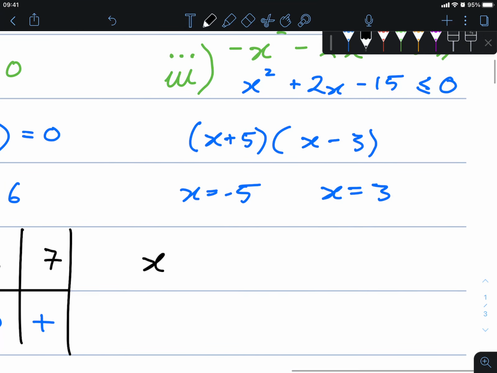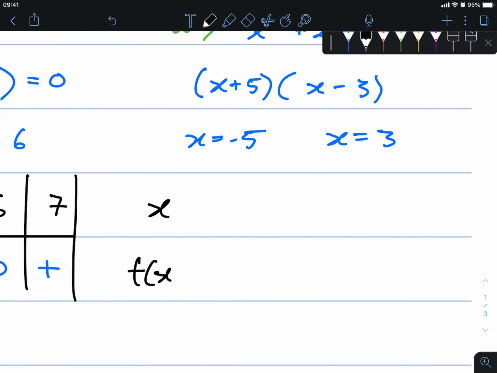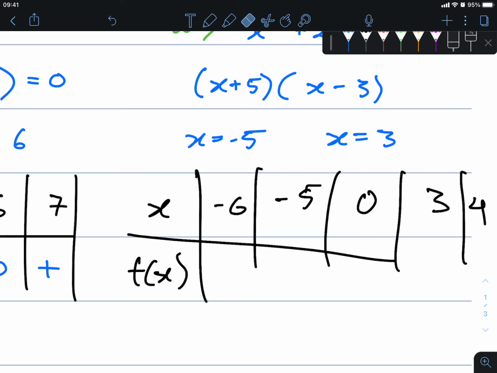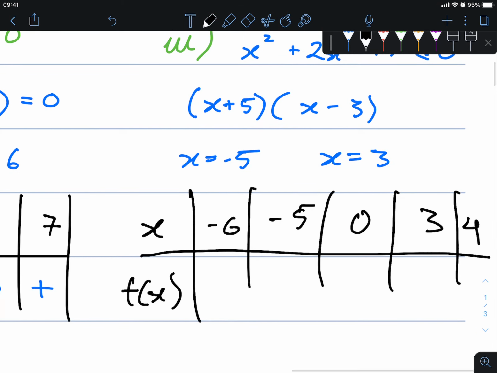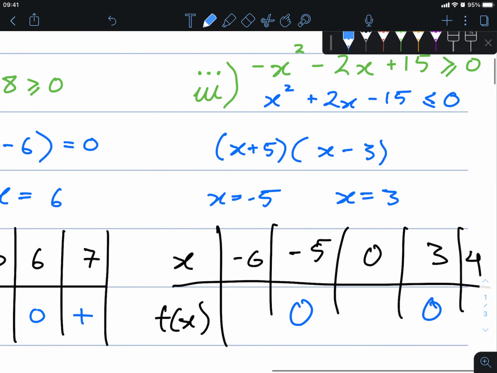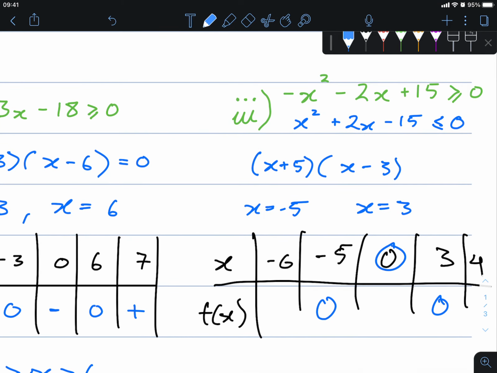And on to our table of signs. Negative 6, negative 5, 0, 3, and 4. You can possibly see I'm getting faster and faster and more messy. We know that these are going to be 0. Then the y-intercept into our original function. Well, it's positive. That's going to be positive.